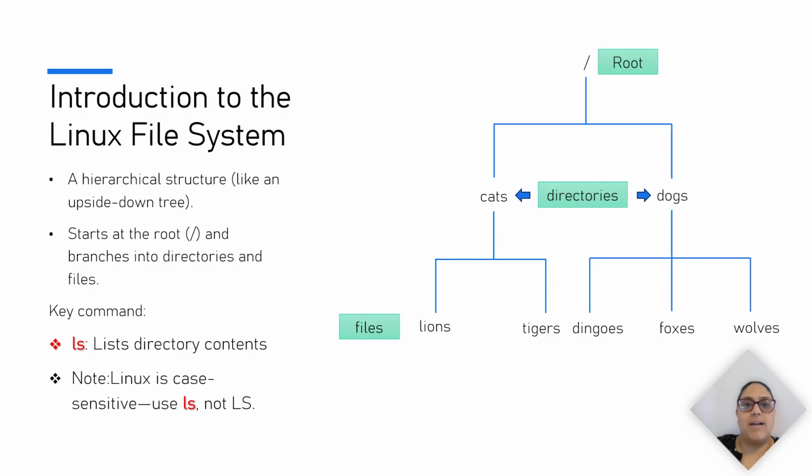Linux organizes files in a hierarchical structure, like an upside-down tree. At the top is the root directory, written as a forward slash, and from there it branches into directories and files. For example, imagine a directory called animals, with subdirectories like cats and dogs. Inside cats, you might have files like lions and tigers.